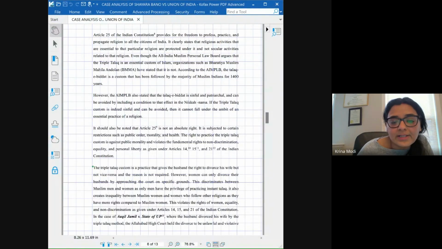So when you analyze the case, it makes sense that triple talaq, even though it is protected by the Indian Constitution, is not a private contract, and it is not under Muslim law, personal Muslim law.